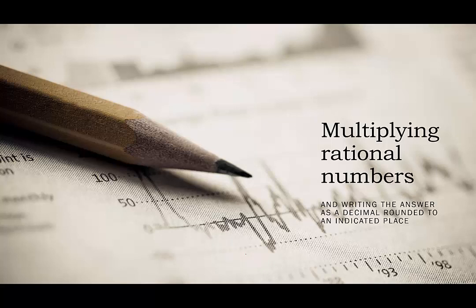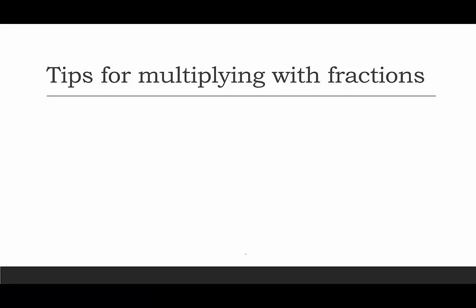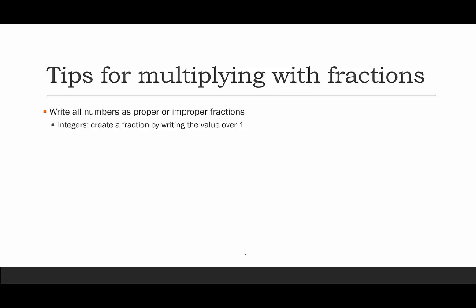In this video, we're going to look at multiplying rational numbers and writing the answers as decimals rounded to the indicated place. Before we get started with multiplying, let's review some tips for multiplying with fractions. First, we want to make sure that all numbers are written as proper or improper fractions. So if we have an integer, we can turn it into a fraction by putting the value over 1.